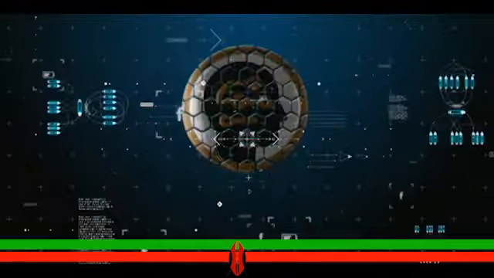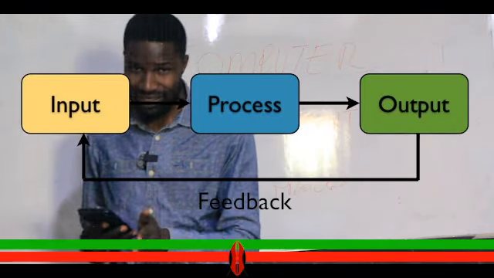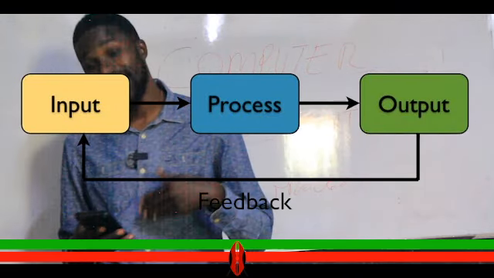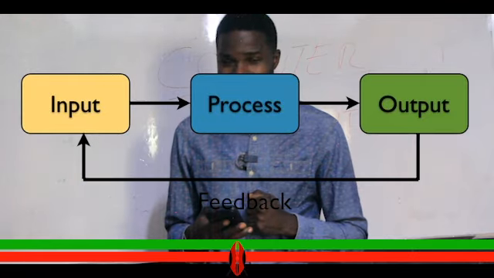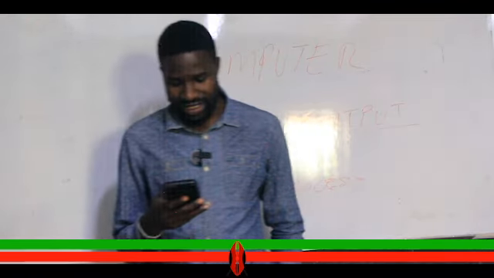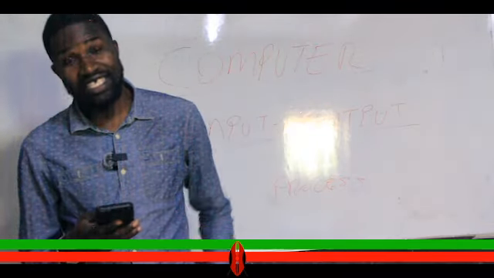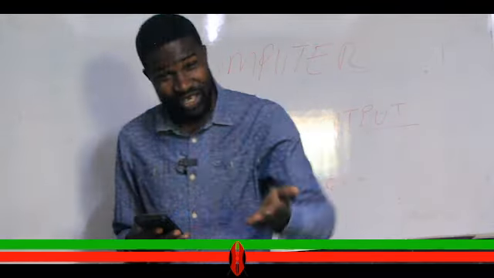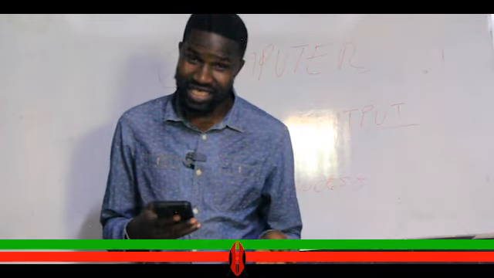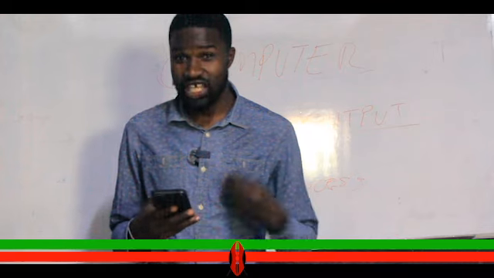Then we have output devices. After you input, secondly, it is processed. Then thirdly, you get the output. But the computer is very fast. Now, let us go through output devices. Output devices will give you information. Input devices take data. Output devices give you information.